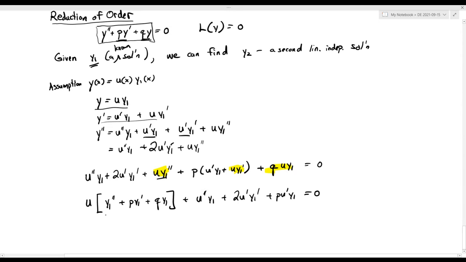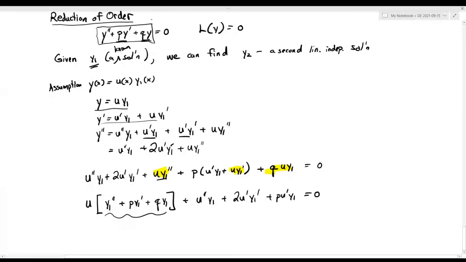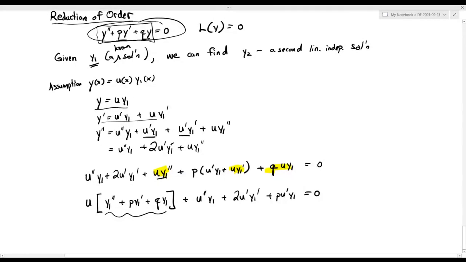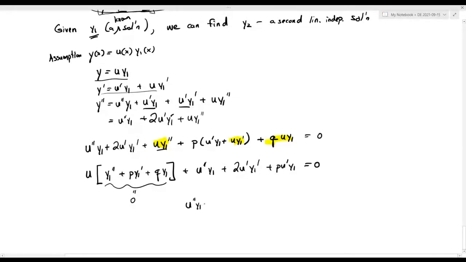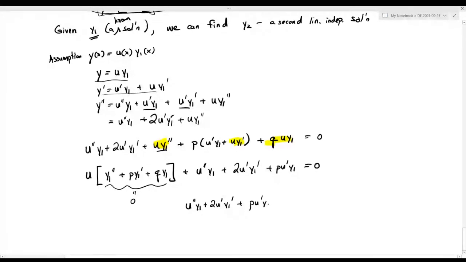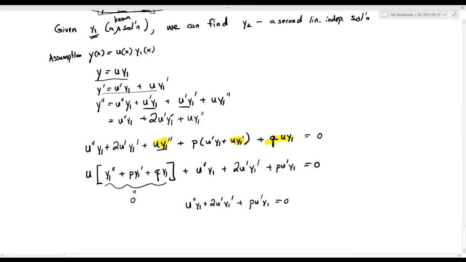Now notice what this is. Since y1 is a solution to our homogeneous equation, that should be equal to 0. So this is equal to 0, and that goes away, and we are left with this equation. What you notice is a second order differential equation in u.